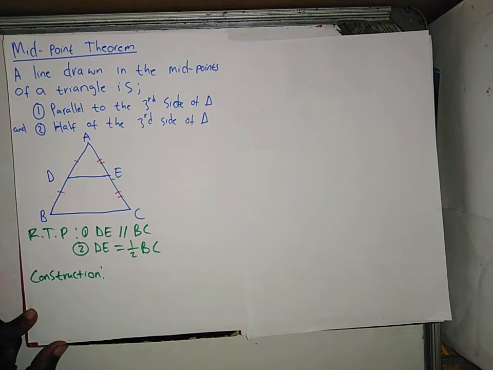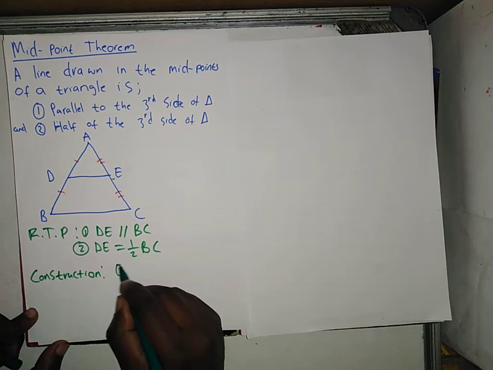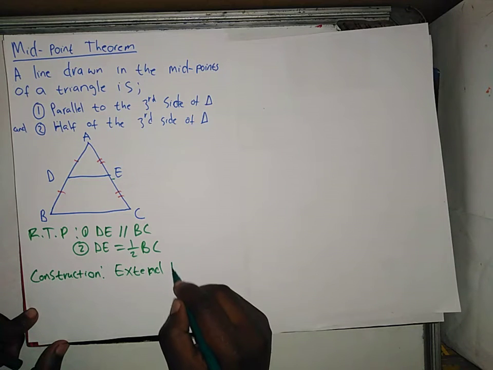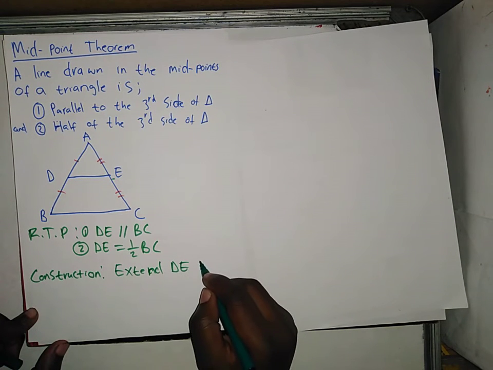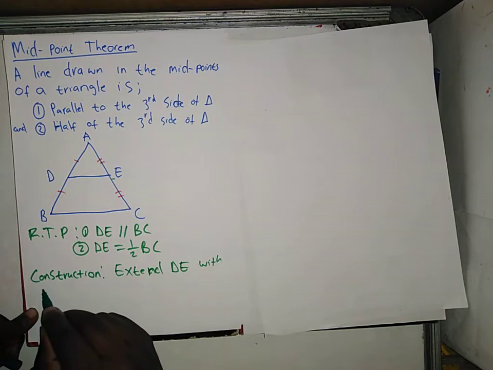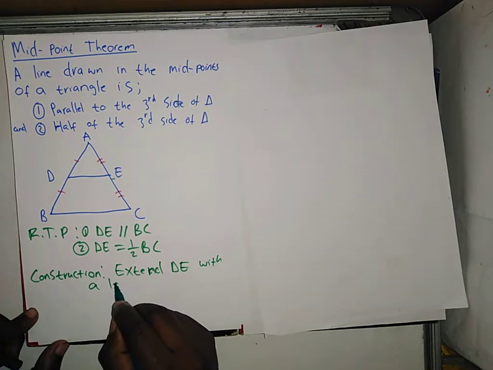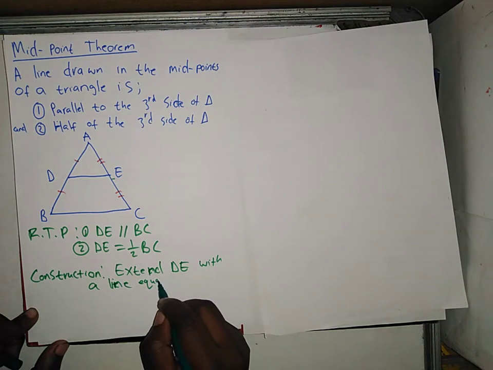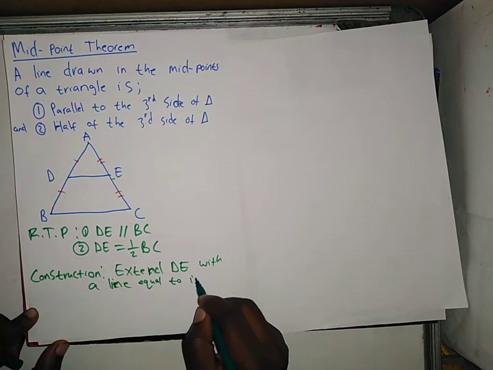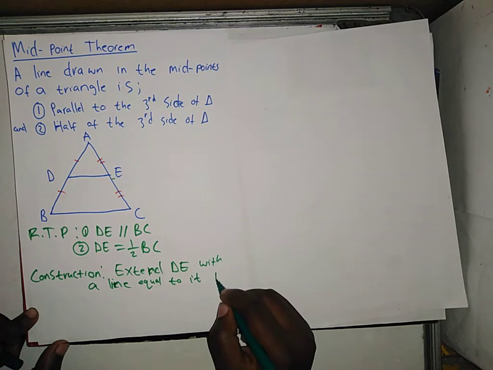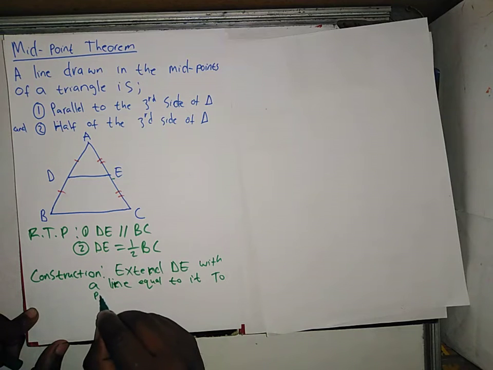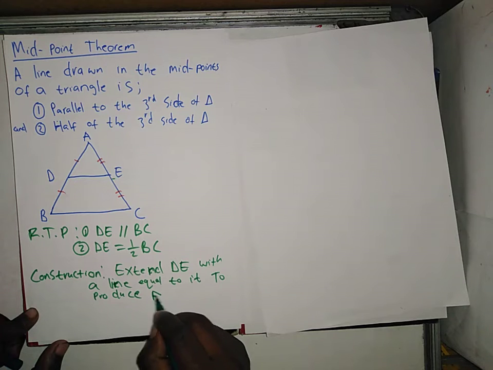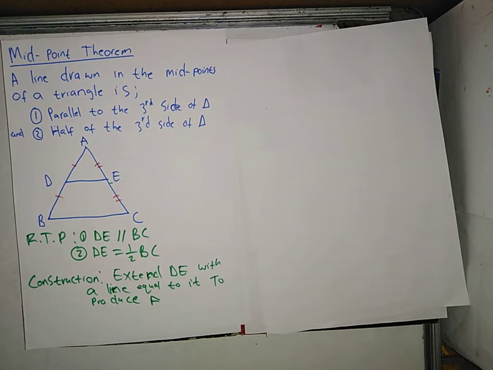So what do you construct? You need to extend DE with a line equal to it, and then produce F. Okay, so what do we then do?